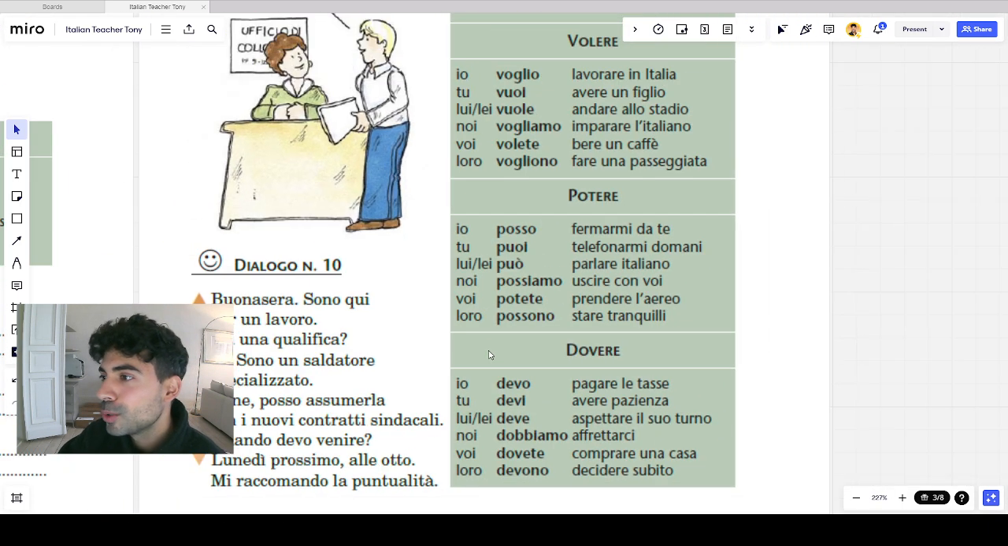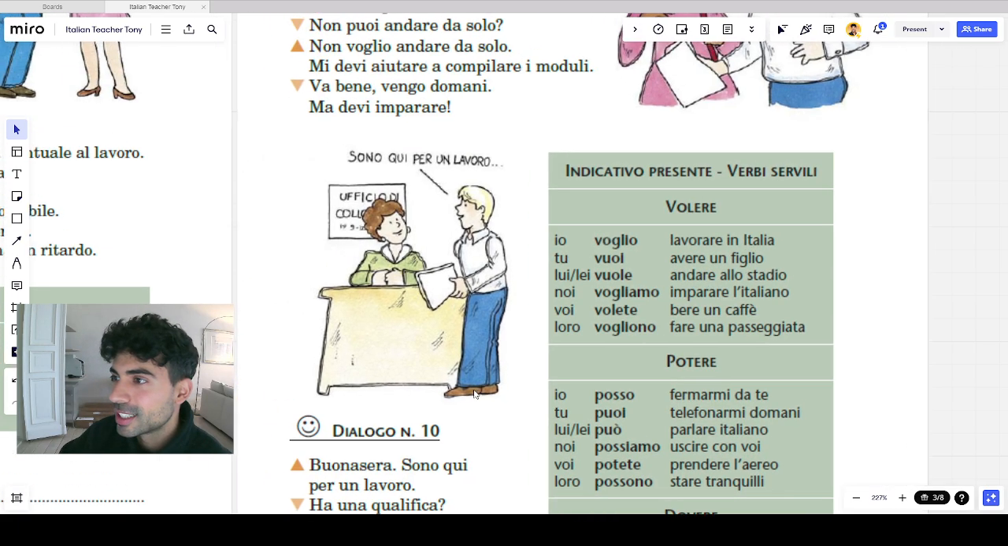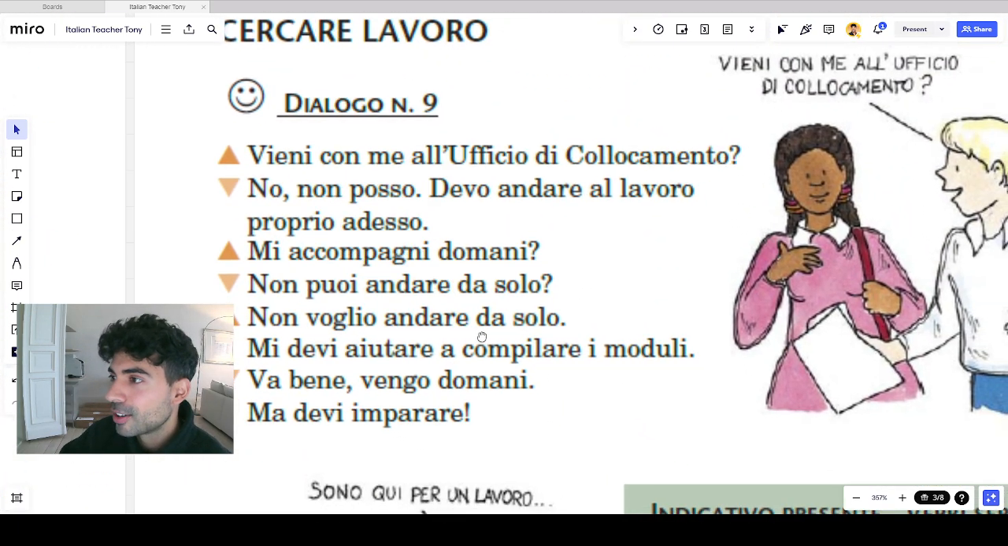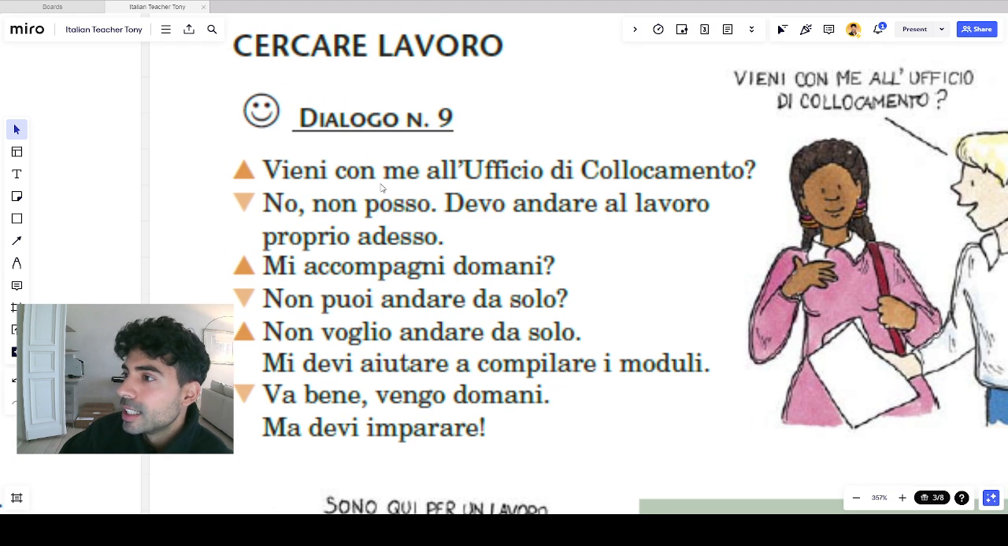The only thing you can do about this, guys, is sit on it and try to remember. And be careful, because they are very important in Italian. Now, let's have a look at the dialogue and try to identify these verbs, called verbi servili in Italian. Servili because they serve a purpose, they help another verb. Let's start.